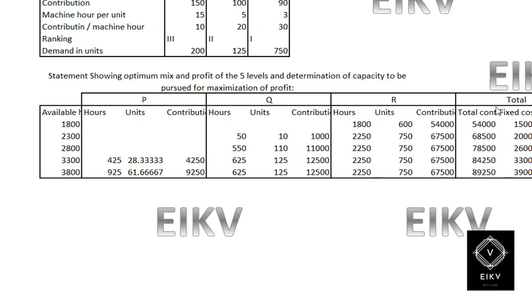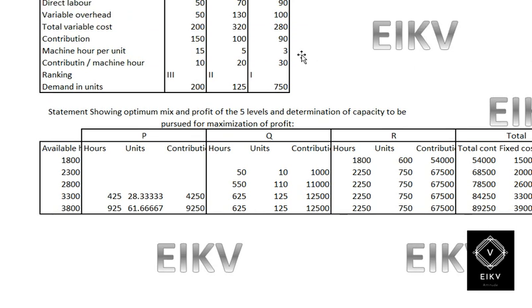So the contribution will be 1800 hours into 30 per hour, or we'll take the contribution per unit into total units, that is 90 contribution per unit into 600 units. So 54,000, and when we deduct the fixed cost 15,000, we will get a profit of 39,000. Going ahead with the next level, that is 2300 hours.